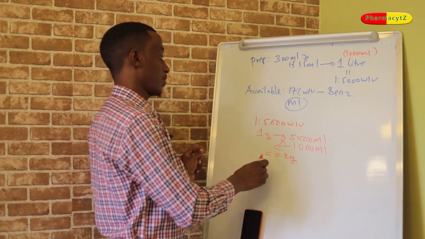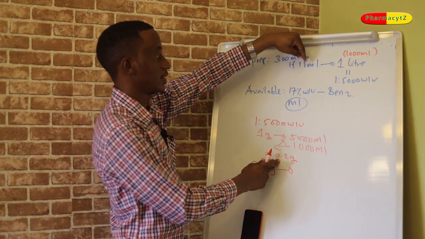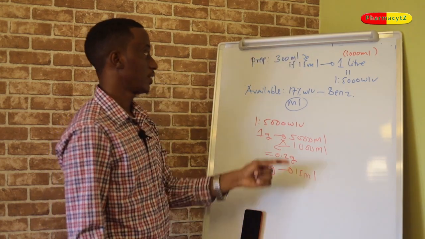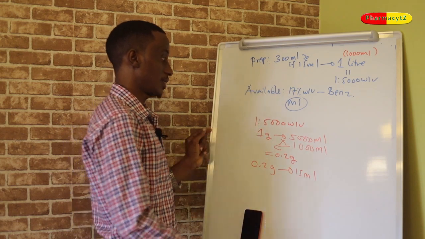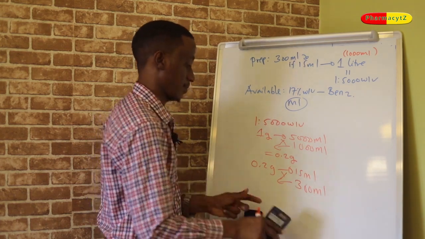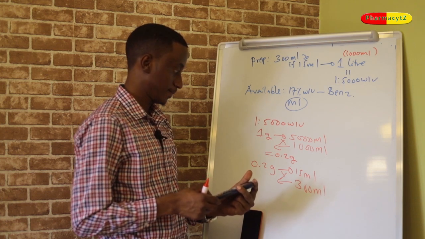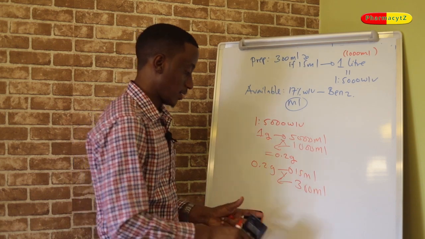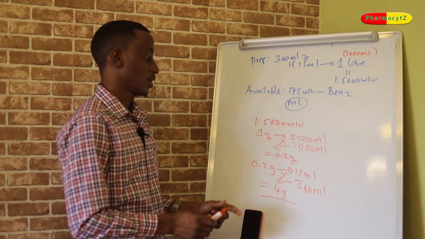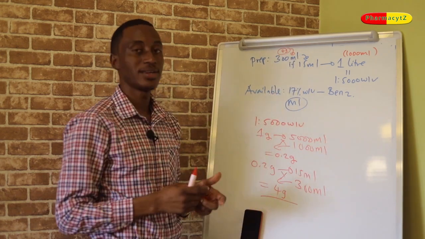All right. So this 0.2 grams, before it was diluted to 1 liter, it means that it was in 15 mils, which is the previous volume. So if this was in 15 mils, then what about 300 mils? It contained how much? Okay, this is equivalent to 4 grams. So 4 grams was the amount of benzalkonium chloride in 300 mils.